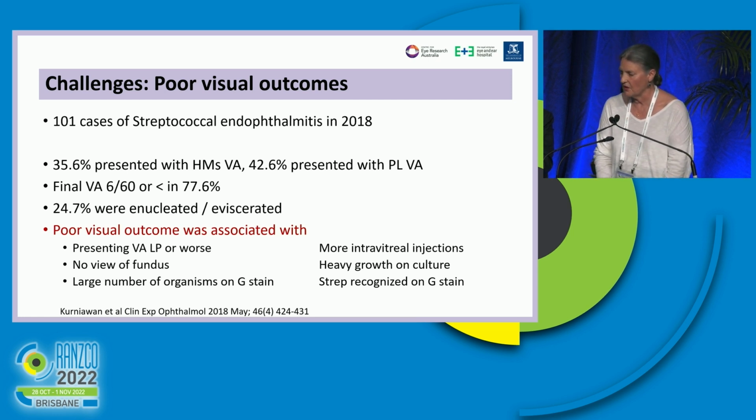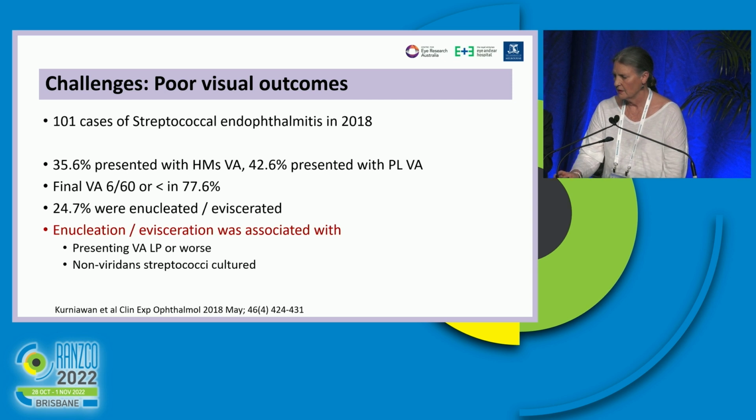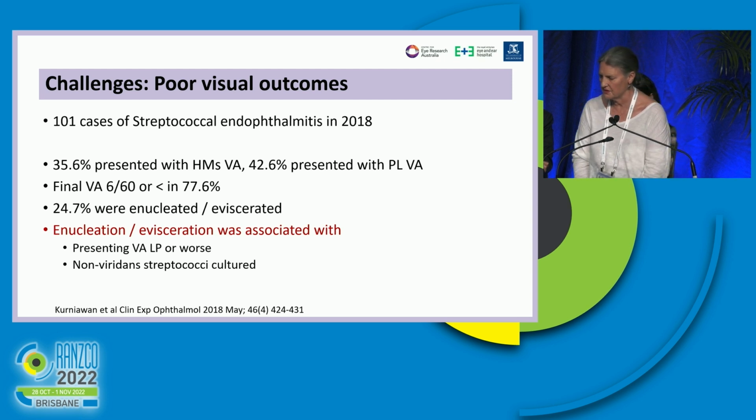We're able to identify some associations with poor outcome: poor presenting visual acuity, no view of the fundus, so hence heavy or dense vitritis, a large number of organisms on gram stain, more intravitreal injections because obviously the disease is severe and they're not responding to treatment, and a heavy growth on culture, and in particular strep identified on gram stain. And if you look at the associations with enucleation and evisceration, once again, poor presenting visual acuity and particularly non-viridans streptococci are identified.